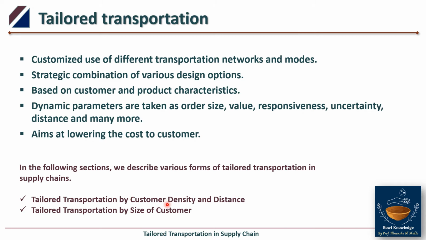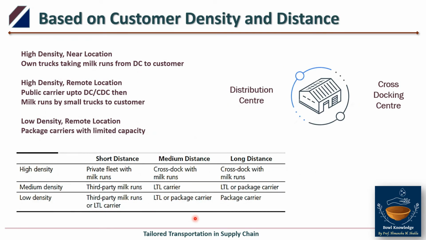One, by customer density and distance, and second by size of customer. So let us go and understand what is the tailored transportation model based on customer density and distance. So as we know, there is a distribution center or the cross docking center. So here there are some points which are basically the suggestions. Okay, so talking about customer density and distance.